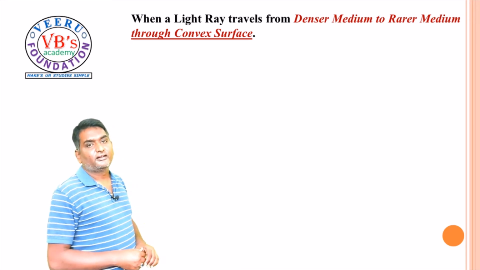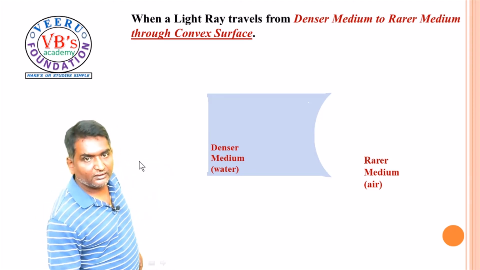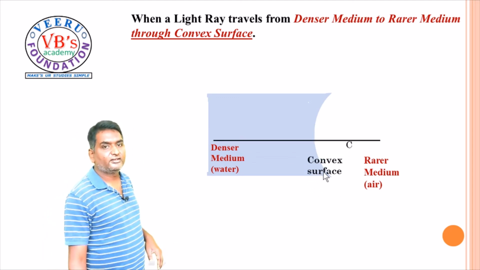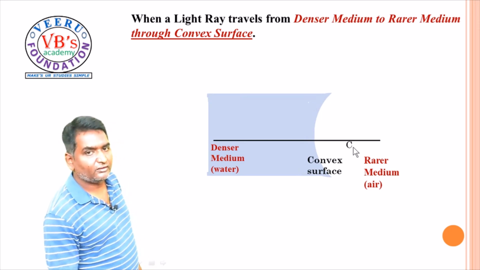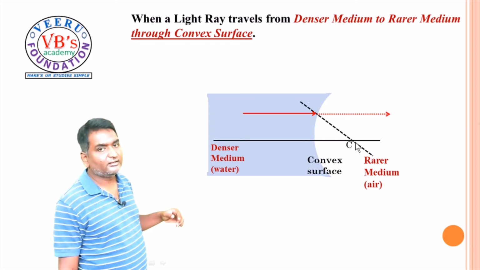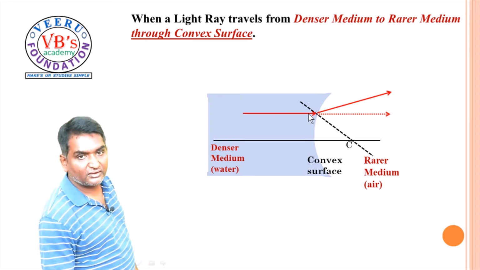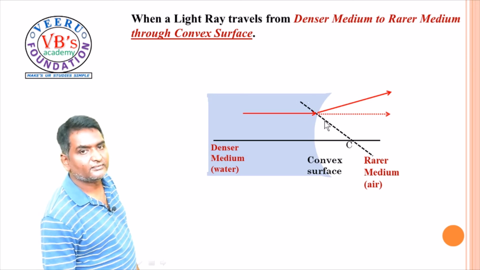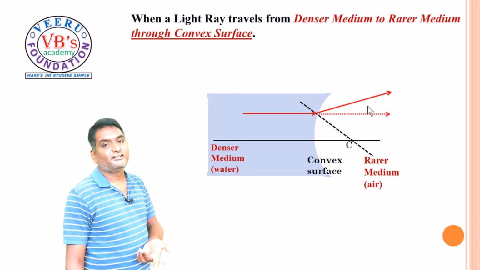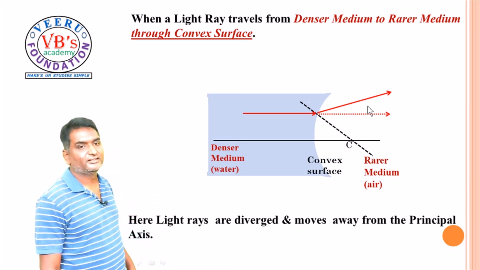When light rays travel from denser medium to rarer medium through a convex surface, what happens? Let us see. This is the denser medium, the rarer medium, and this is the convex surface. For this convex surface, the center of curvature lies here. When the light rays pass through the convex surface, instead of passing in this particular direction, they move away from the normal. Here I have drawn the normal at the point of incidence. Away from the normal means this path. When the light rays prefer this path, they are diverging. So this convex surface acts as a diverging surface. When light rays move from denser medium to rarer medium through a convex surface, it acts as a diverging surface. Light rays are diverged.